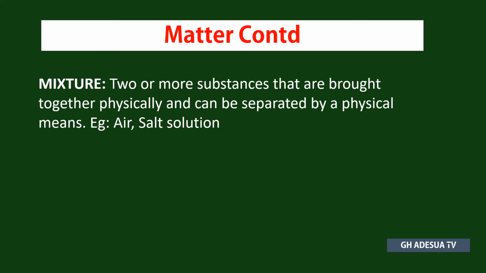Then a mixture. It is two or more substances that are brought together physically and can be separated by physical means. So you bring them together physically and you are able to pull them apart physically. So you take a salt solution, you add sodium chloride to water. It's a physical combination. You can separate them by another physical means, by evaporation.